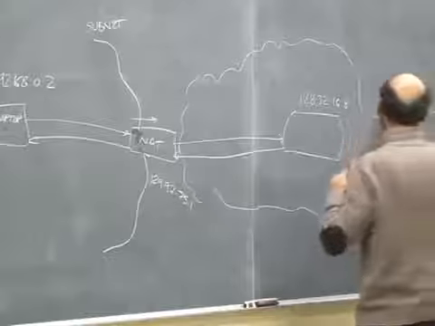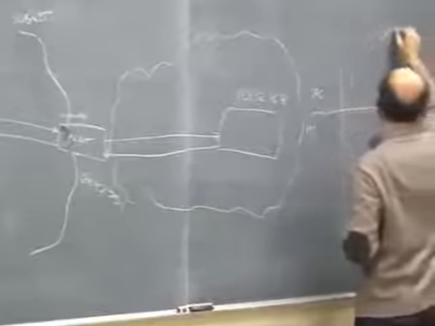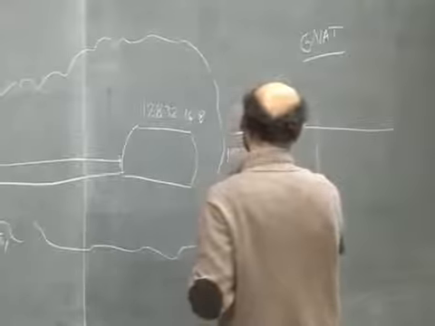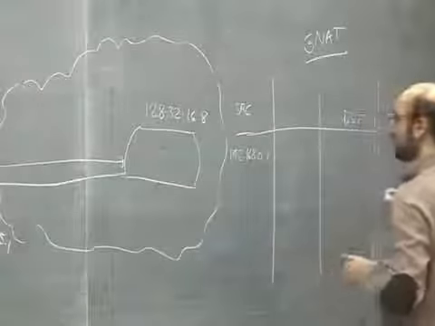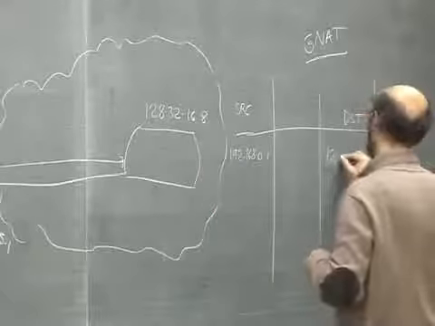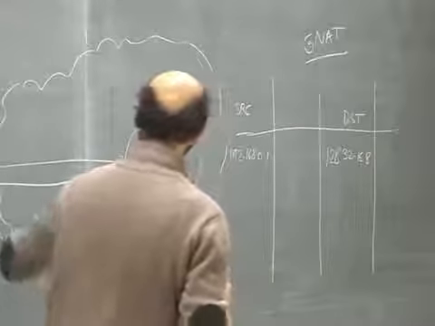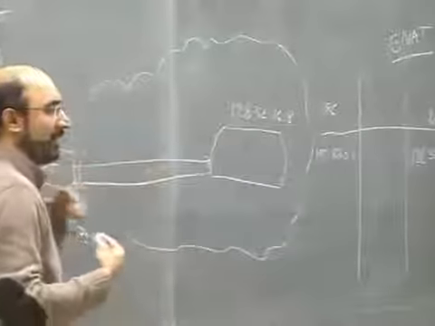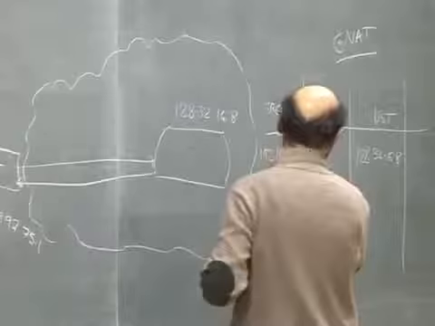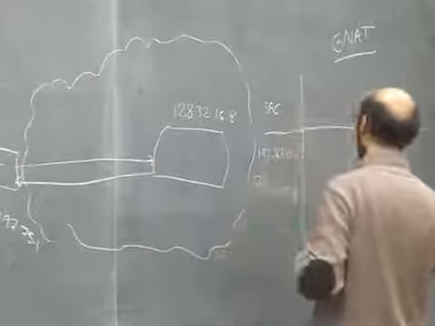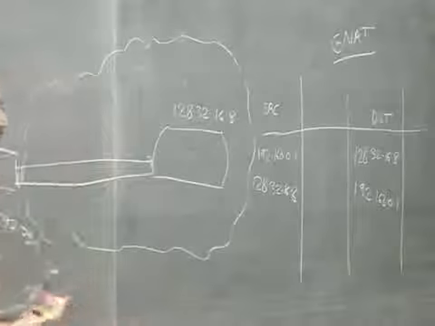So it says, if the source address is 192.168.0.1, okay, this is the NAT, let's ignore this for now, and the destination address is 128.32.16.8, if that's it, all right, so if the packet is coming from this source and it's to this destination, I'm going to rewrite it with me being the source. And if the source is 128.32.16.8, I'm going to rewrite the destination as 192.168.0.1.